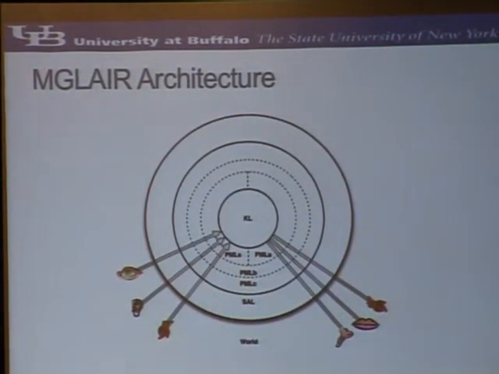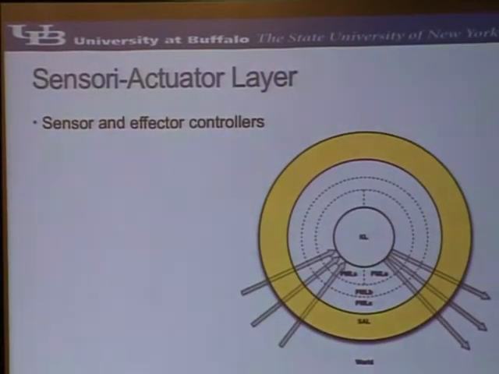So, a top-level picture of the MGLAIR architecture. I generally talk about it from bottom to top, SAL to KL, but we're picturing it now as a circle with the world on the outside, sensors over here and effectors over there, with arrows as the modalities. I'll go through that in pieces.